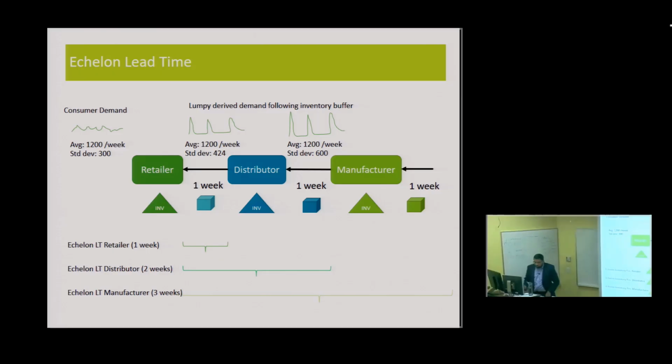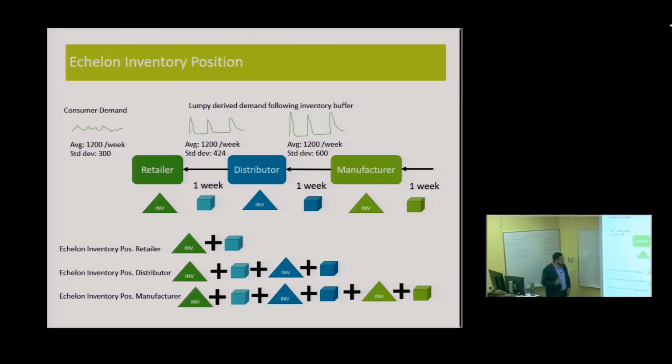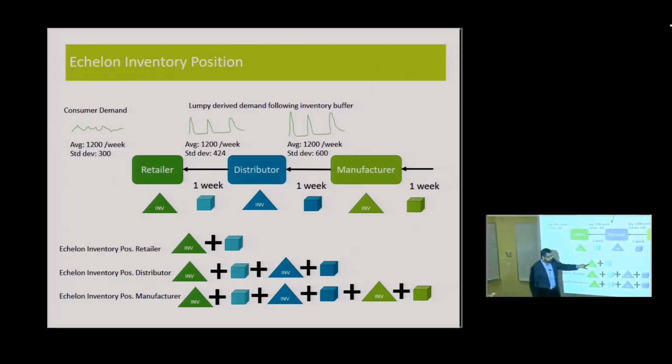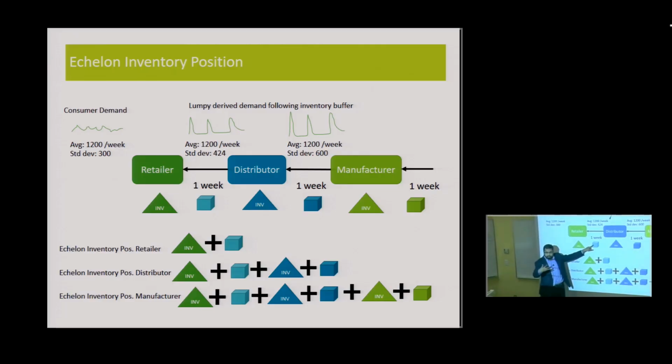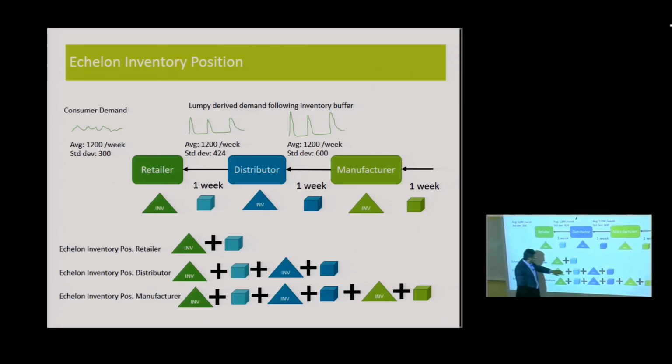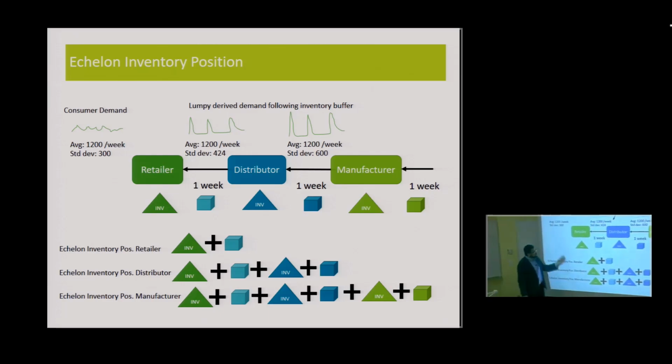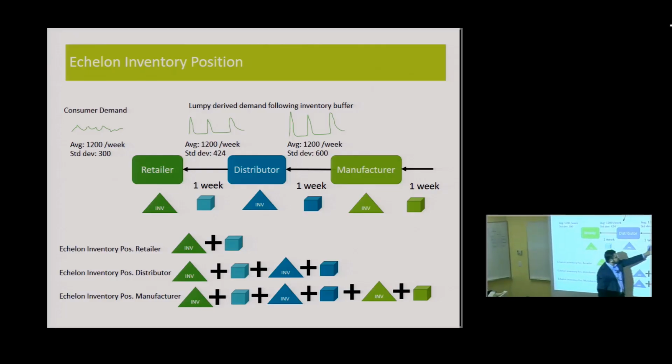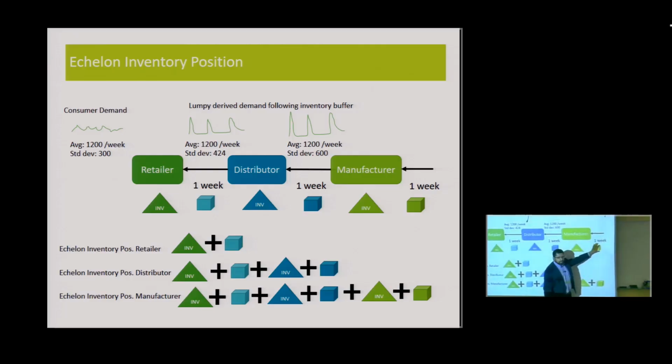So let me show you here in this graphic. You can see the retailer is just doing this plus this, which is what they were doing previously. The boxes are pipeline inventory, which is on a truck on the way. Okay? The distributor does all the downstream stuff plus the pipeline inventory coming to it, so that's all of this. And the manufacturer does all of the downstream stuff plus its own inventory plus its pipeline inventory.